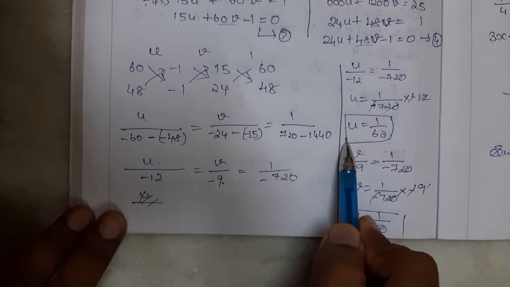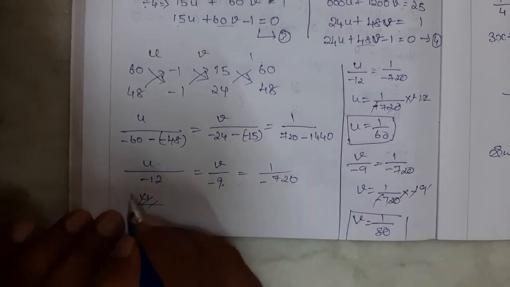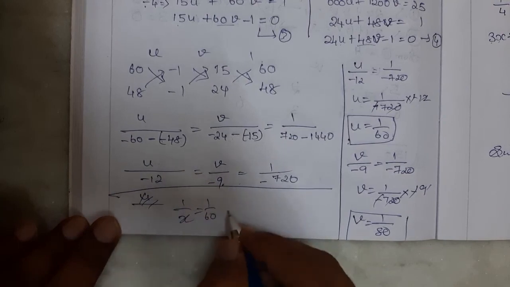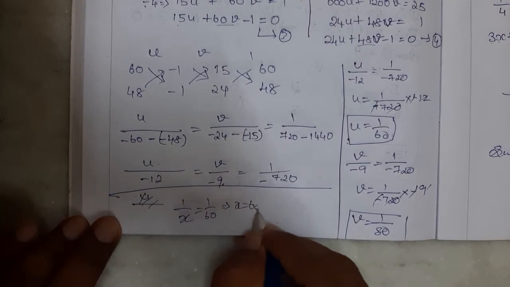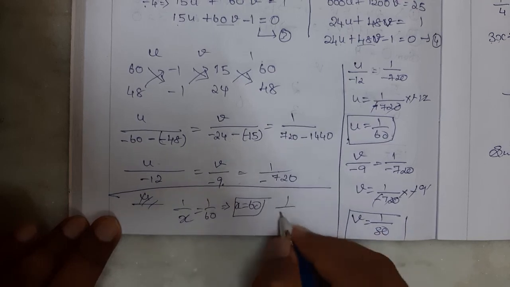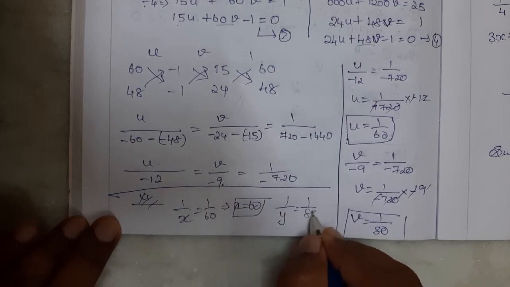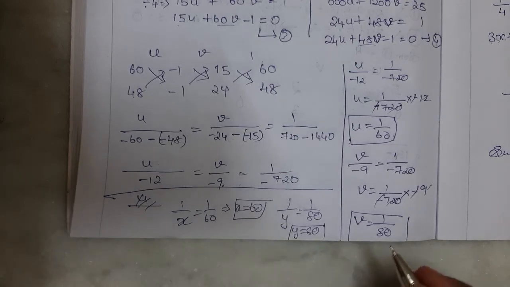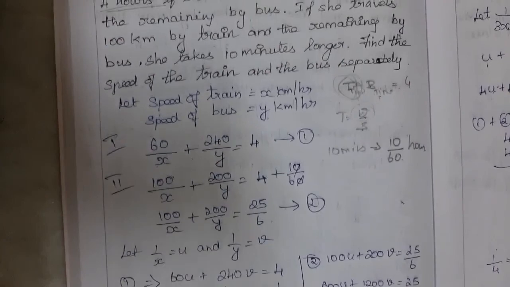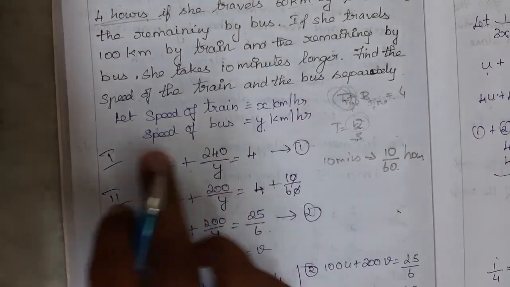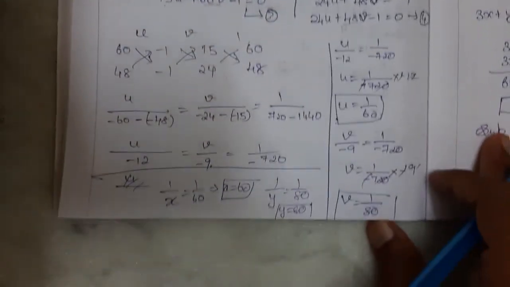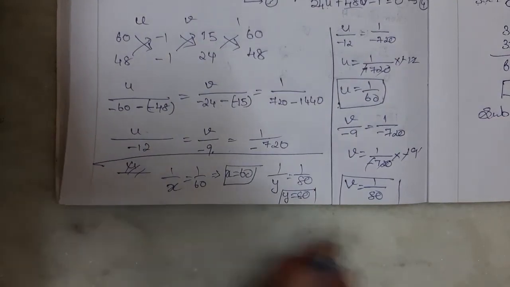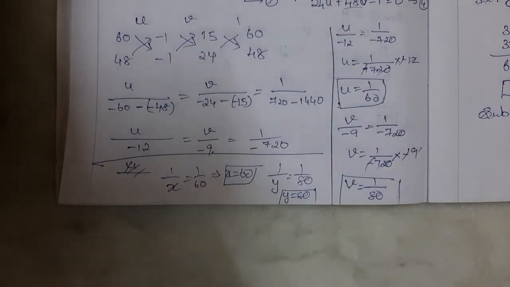Then what about u? u is equal to 1 by x, right? So 1 by x is equal to 1 by 60. Therefore x is equal to 60, and 1 by y is equal to 1 by 80, so y is equal to 80. Clear? Therefore the speed of the train is 60 km per hour and the speed of the bus is 80 km per hour. Clear? Just write it here. Thank you.